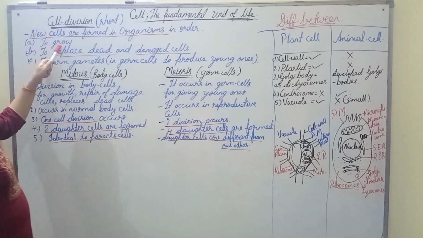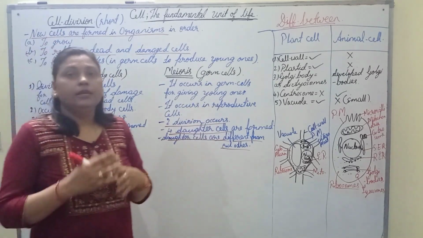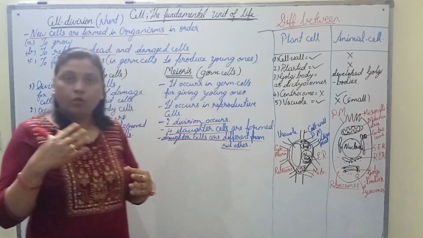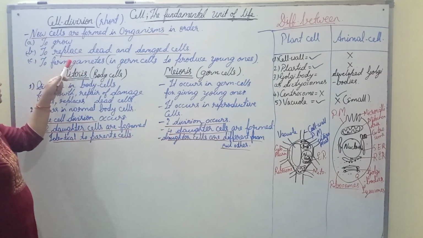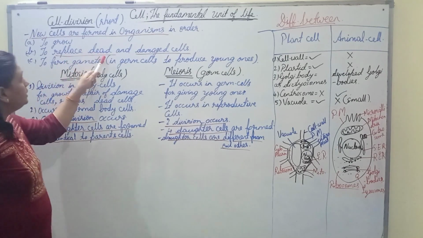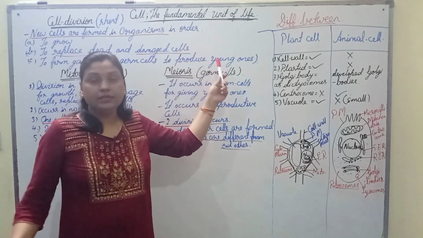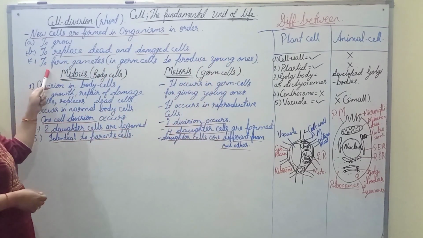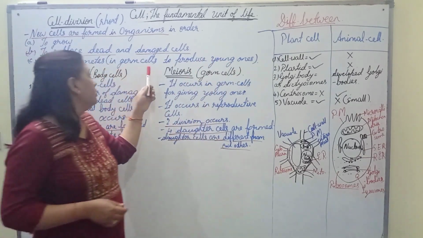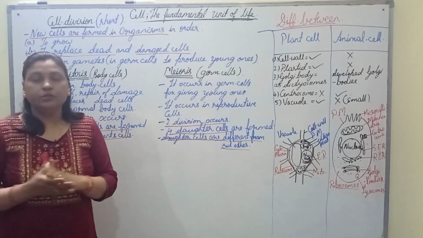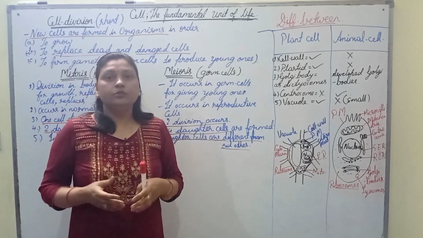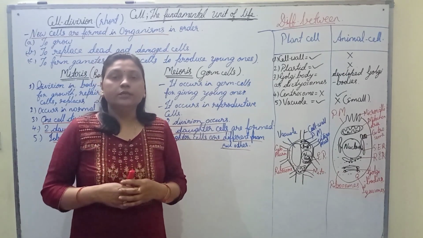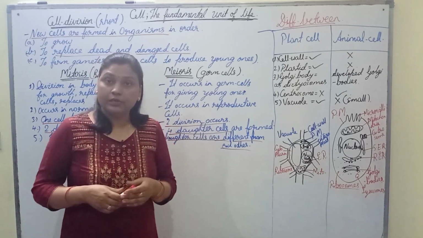First, its importance is that it is helpful for the growth and development of an organism. It is helpful in replacing dead and injured or damaged cells in the body. Next, it forms gametes during reproduction. As a result, young ones are produced. So these are a few examples of the importance of cell division.